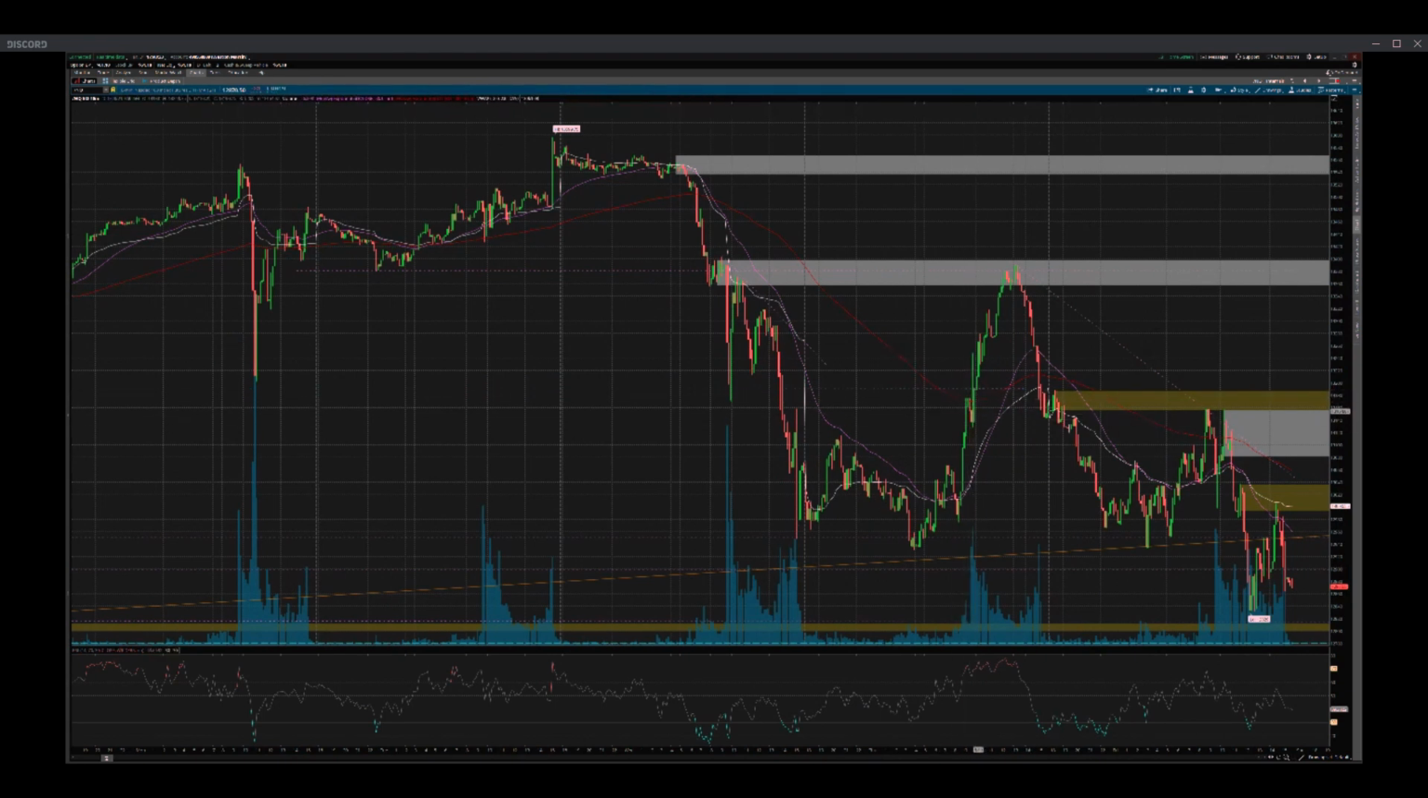That's nothing to be afraid of. That's just something to be aware of. If you want to get out right there for fear that it might go down, that's a good exit point. That's nothing to be ashamed of. That's 180 points. Say you wait, you see what price does.